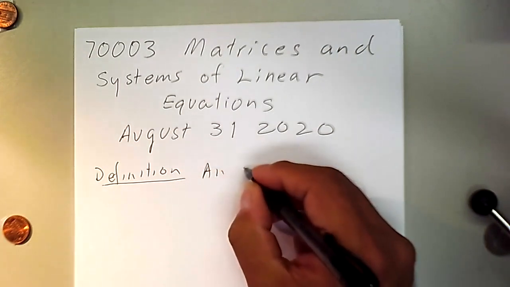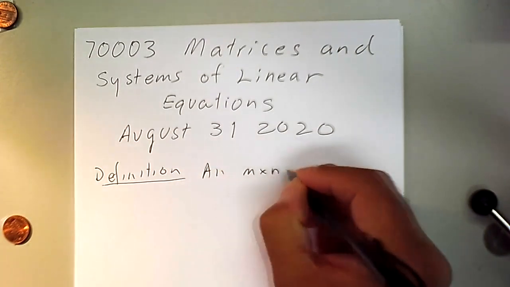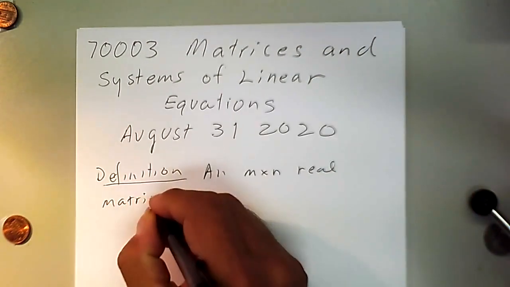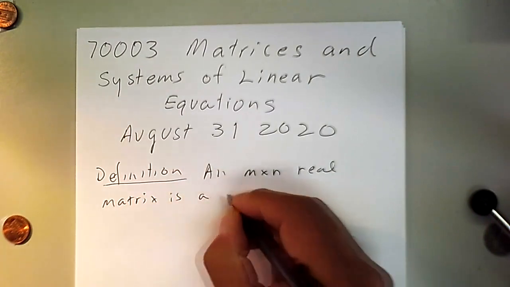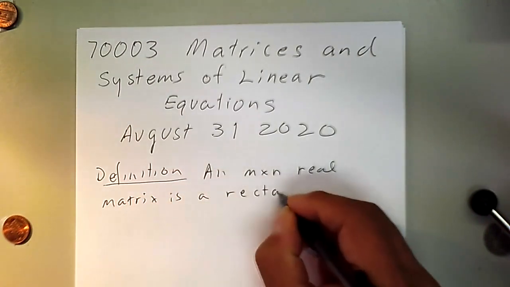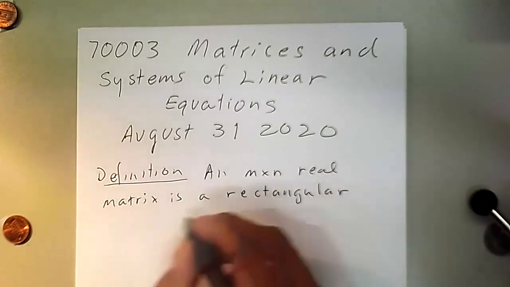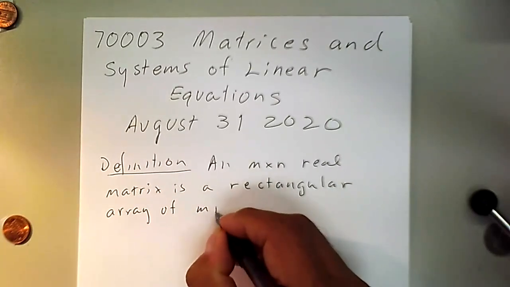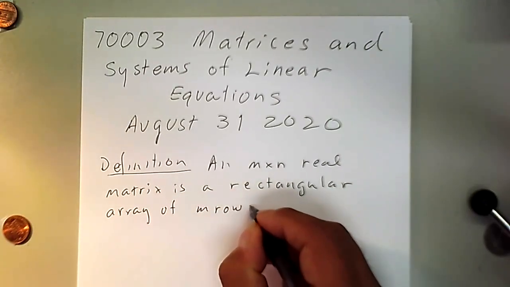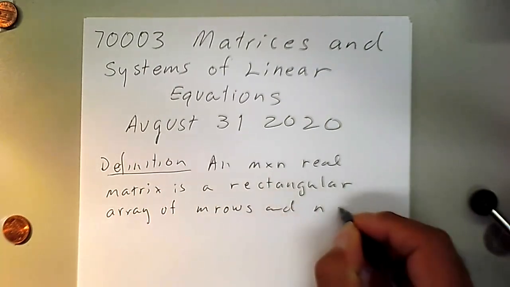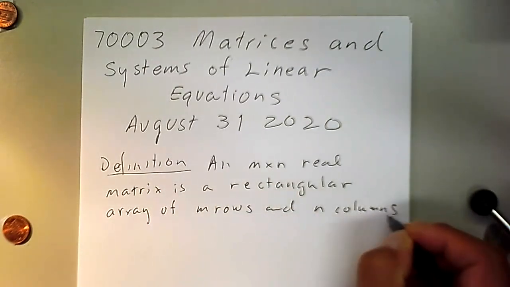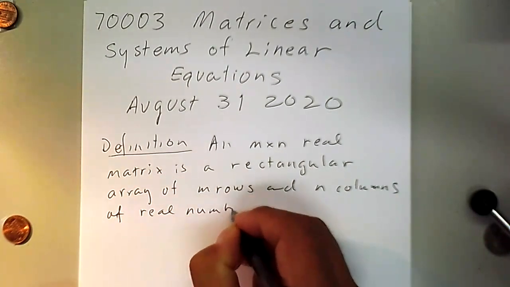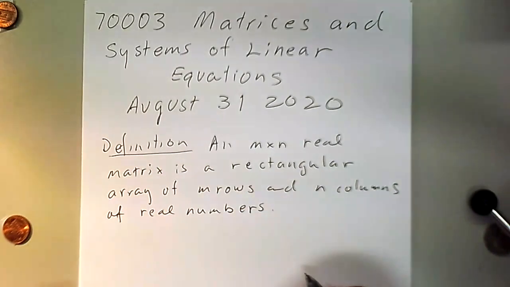An M by N real matrix is a rectangular array of M rows and N columns of real numbers. It's as simple as that.